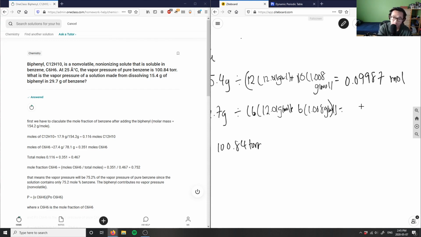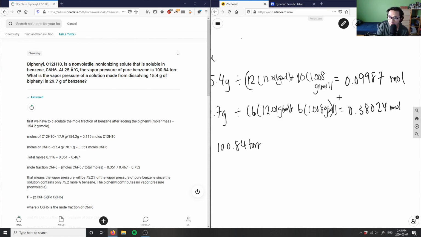And then let's correct this solution. So 12.01 plus 6 times 1.008 would give me a molar mass of benzene of 78.108. I'm going to divide that by 29.7 here, and this will give me 0.33824 moles of benzene.